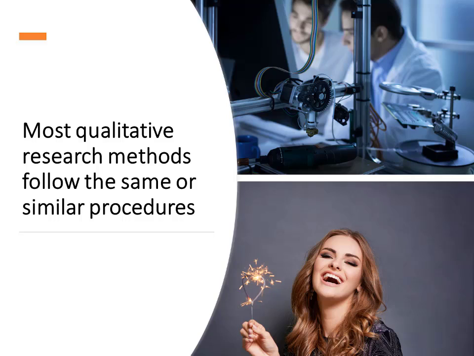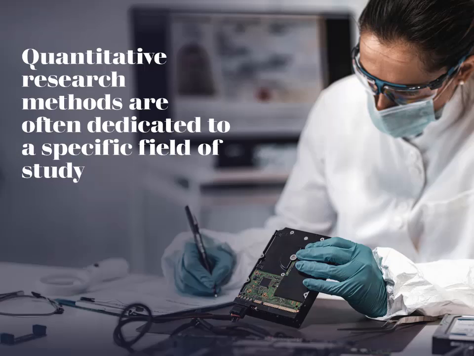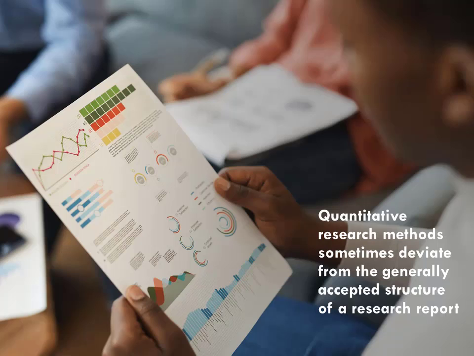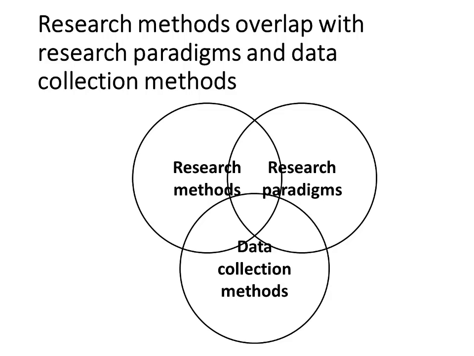Most of the methods that I will discuss in this video should be used with qualitative research, although some should preferably be used with quantitative research methods. All research methods can be used with a mixed approach. Quantitative research methods are often dedicated to a specific scientific field of study rather than a research method. Natural science researchers often deviate from the generally accepted structure of a research process. Research methods overlap with paradigms and with data collection methods. I will discuss paradigms and data collection methods separately in future videos.